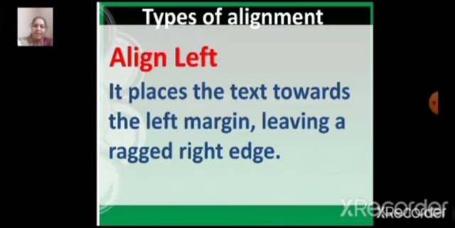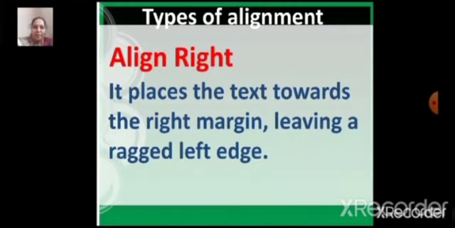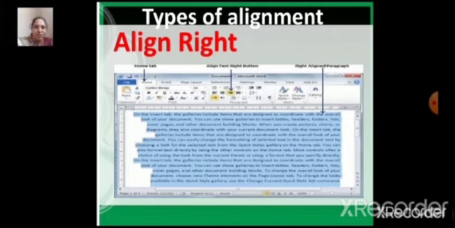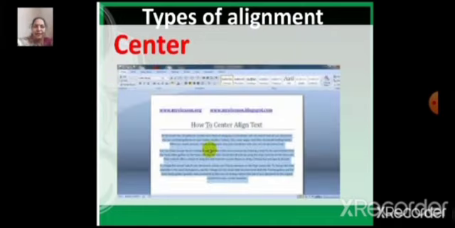Left alignment, it places the text towards the left margin, leaving a ragged right edge. This is the picture which shows the paragraph which is aligned left. Right alignment, it places the text towards the right margin, leaving a ragged left edge. Picture that shows right aligned paragraph. Center alignment, it places the text in the center of the left and right margins. The picture that shows the center aligned text.